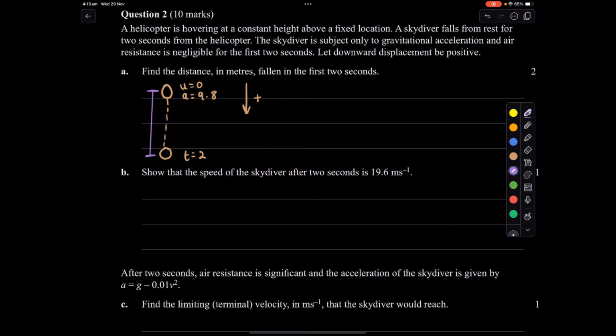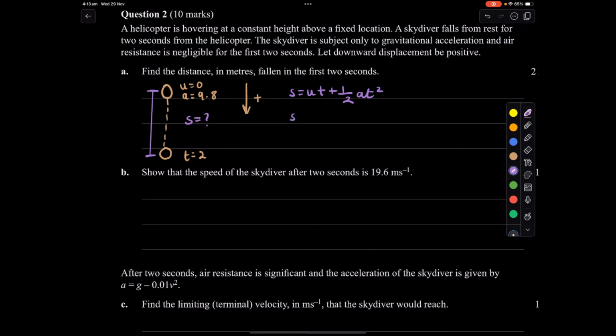And that's not too bad. We can just use our SUVAT formulas. So let's do that. We want to find the distance, so we want to find S. What formula would we use here? We would use, if I'm not mistaken, S is equal to UT plus half AT squared.